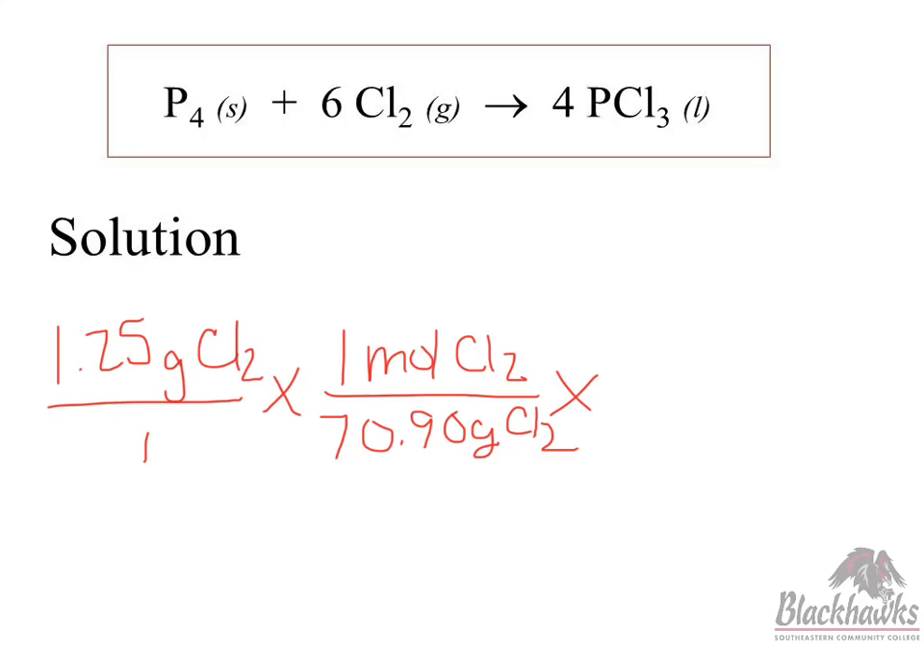I think that looks good. A third times 6, yeah. Perfect. Questions? That looks good. See, if you could only take a group test. Perfect. I'm liking it very much. Okay, so moles of Cl2 canceled, we're left with moles of P4. Now we need to go from moles P4 to mass of P4.